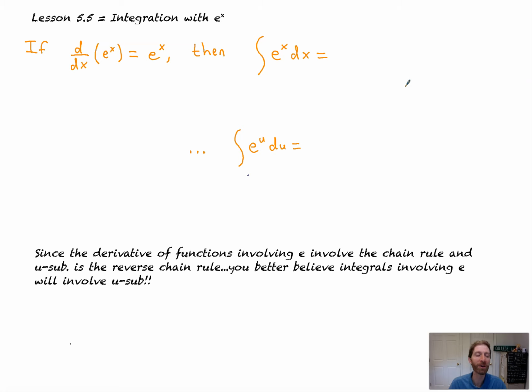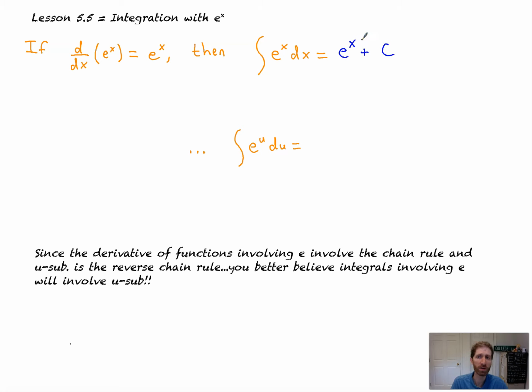All right, here we go into lesson 5.5, integration with e to the x. What? Yes, you too can integrate with e to the x. And it basically goes with this logic. It's very simple. If the derivative with respect to x of e to the x is itself, then the antiderivative of e to the x is also itself. Of course, plus the constant of integration.